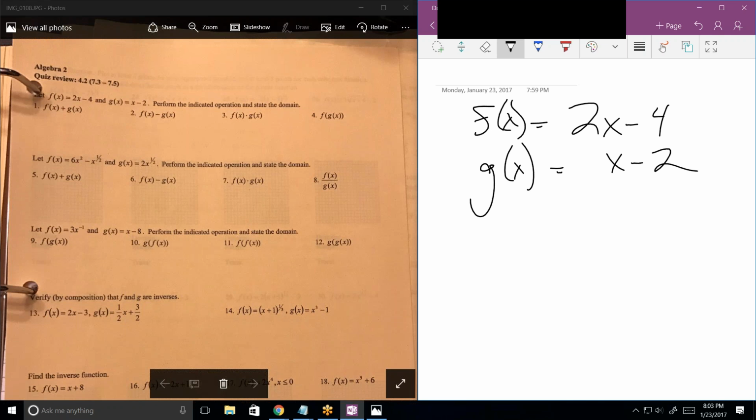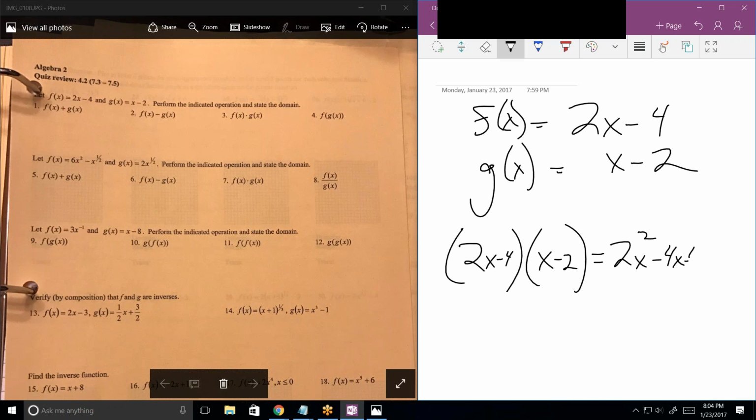Well, if I'm multiplying it, I've got to multiply 2x minus 4 times x minus 2. How do you multiply a binomial times a binomial? Well, you FOIL it out. Okay, FOIL that. So it would be 2x squared minus 4x plus 8. So it would be 2x squared minus 8x plus 8.